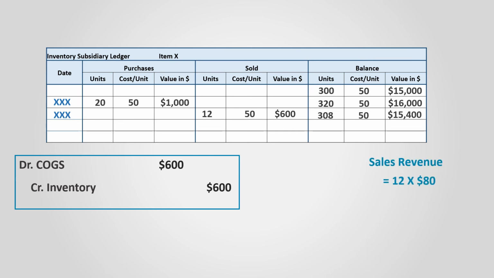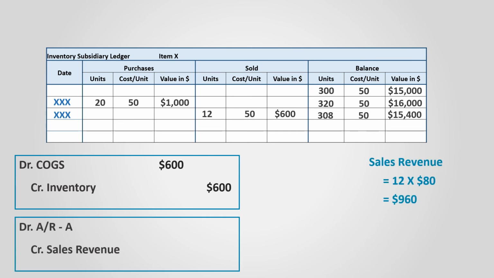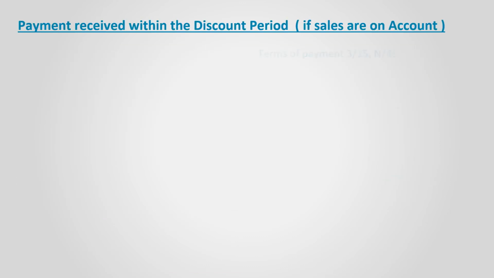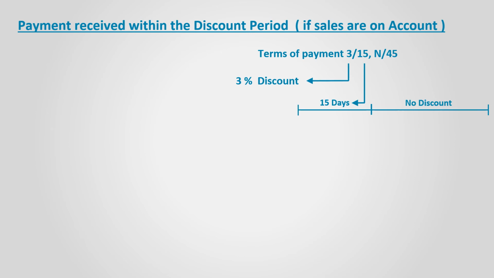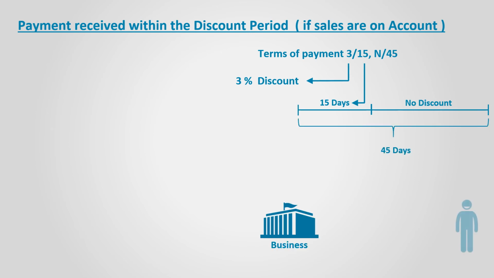The sales revenue should be recorded, but it will be recorded using the selling price. Sales revenue is equal to $960. Accounts receivable is debited by $960 and sales revenue, which increases by being credited, by the same amount. The terms of payment in this case means that the business is ready to give the customer a discount of 3% if payment is made within 15 days. Otherwise, the full amount should be paid within 45 days.